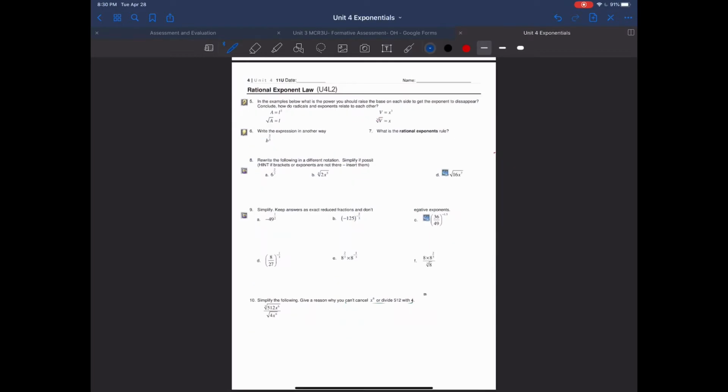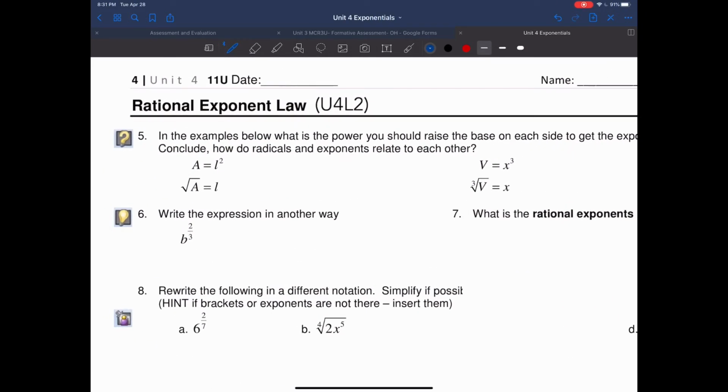All right, so rational exponent law. Question 5. In the example below, what is the power you should raise the base on each side to get the exponent to disappear? So when I look at this first part of the question, I notice if I want to go from the first line to the second line, I would have to square root both sides to make that happen. If I want to go back up, I'm going to square both sides to make that happen.